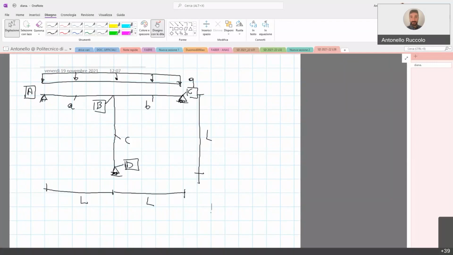The first method required that we start from a structure that is statically redundant, and then we remove one redundant restraint at a time, and for each redundant restraint we remove, we add a static unknown. And then we impose compatibility equations in order to recover the actual value of the static unknowns.